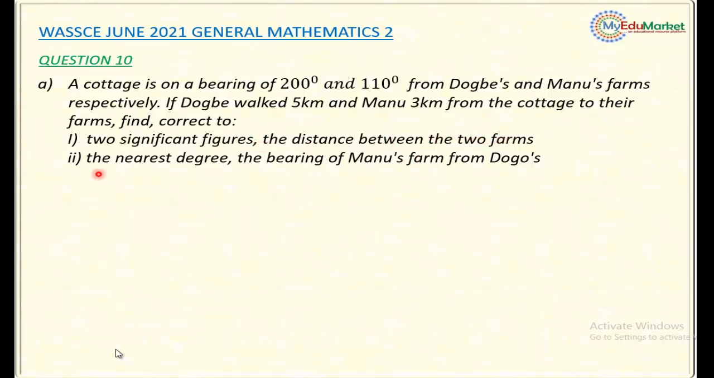And question number 2, or Roman 2, we have to find, correct to the nearest degree, the bearing of Manu's farm from Dogbe's farm. So let me attempt to answer the two questions right now.